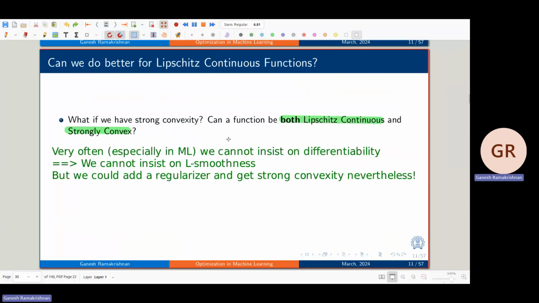Right? Very often we cannot insist on differentiability. So that's also important. We cannot say that it's differentiable everywhere. So we cannot insist on Lipschitz smoothness, but we could add a regularizer and strong convexity, and Lipschitz continuity is typically easy to get. We have already seen that.